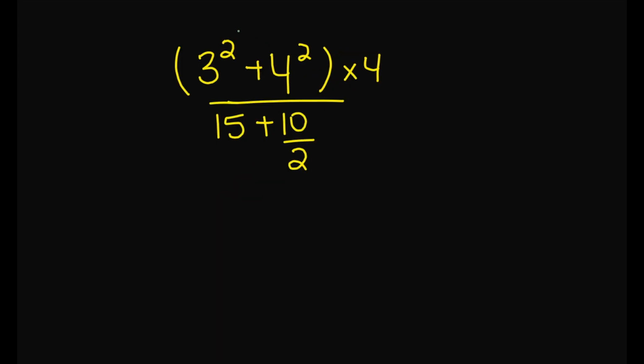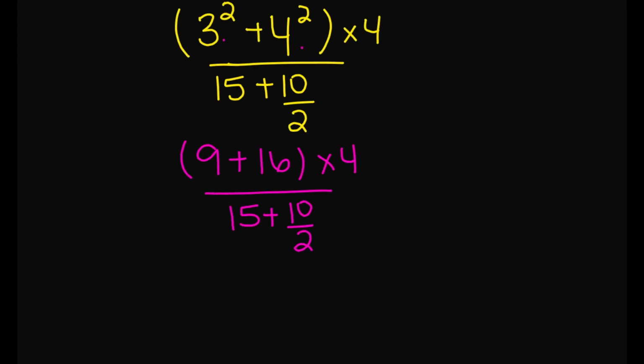Let's look at this example here. So first thing we're going to do, let's solve inside our parentheses first. So in my numerator, you're going to get 3 squared, which is 9, plus 4 squared, which is 16. So far, inside the parentheses, we have 9 plus 16, and that's going to be times 4. And that's all going to be over 15 plus 10 over 2. Now, inside my parentheses, 9 plus 16 equals 25, my numerator, and then times 4.